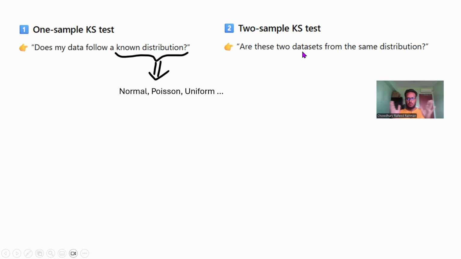So suppose you have 2 data sets, you have collected 2 sets of samples from 2 different places. Maybe you have collected heights from India and heights of people from America, and you want to compare these heights, right? So the question is, are those heights following the same distribution? That is the 2 sample case test. I hope you understand what I'm talking about.